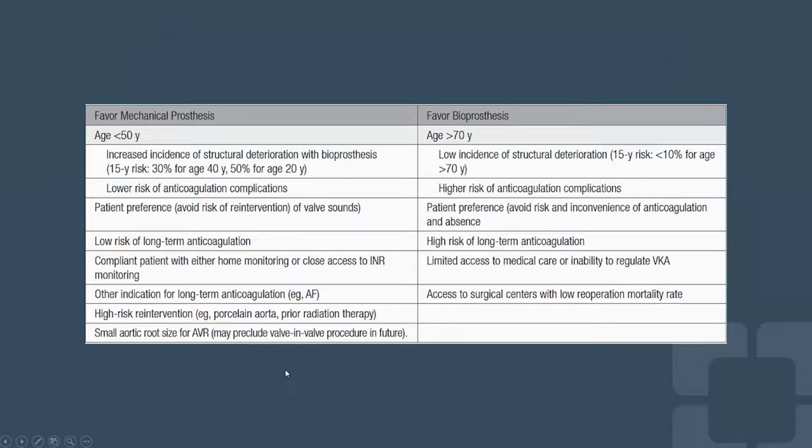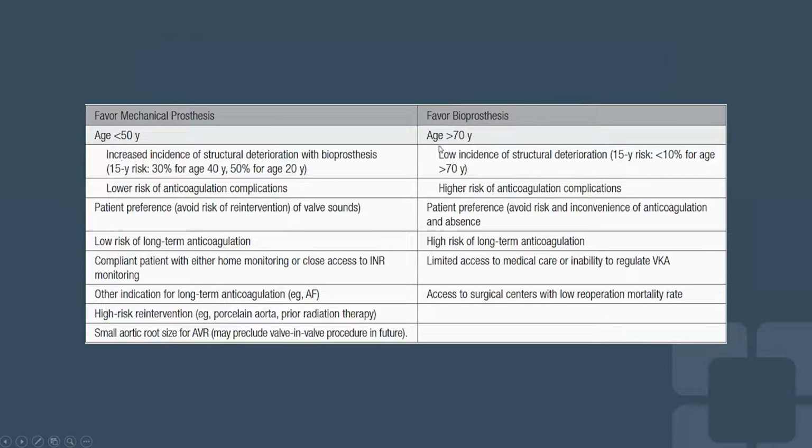So now in terms of the choice of prosthesis, it's really the same consideration of prosthesis as aortic valve surgery. If you have a younger patient, typically the younger they are, the more you're going to be favoring mechanical prosthesis. The older they are, you're going to favor bioprosthesis.